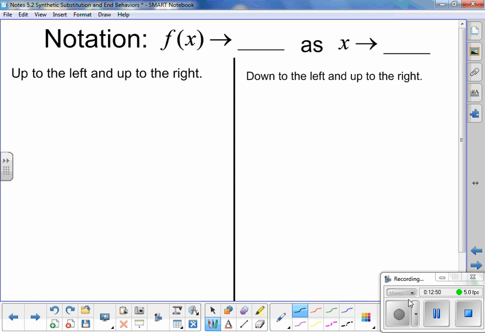Next up is notation. All right, sorry, I had to pause it. Someone came in.